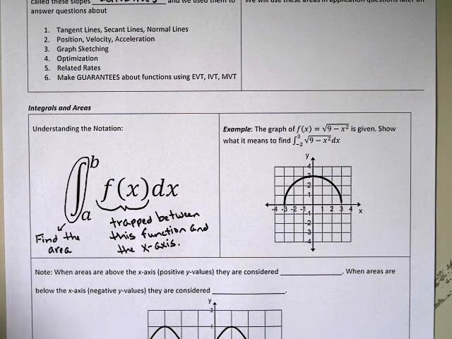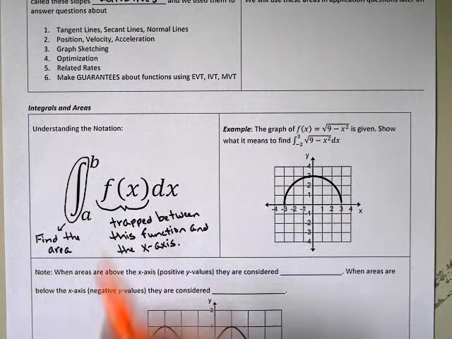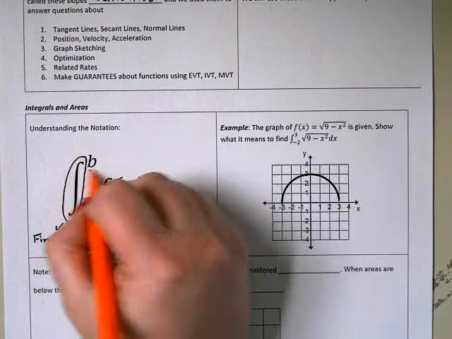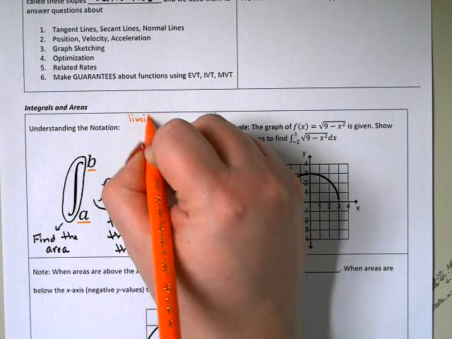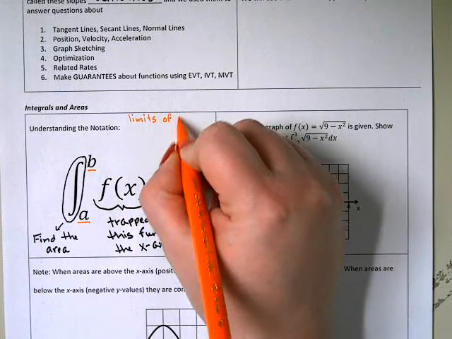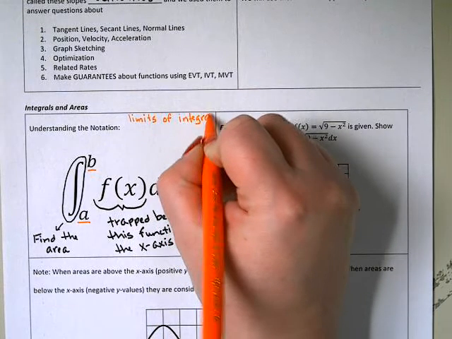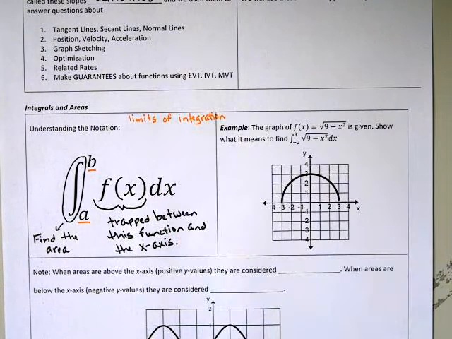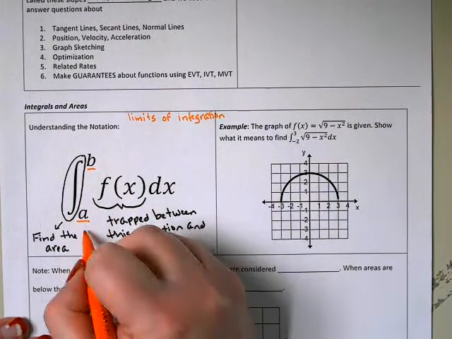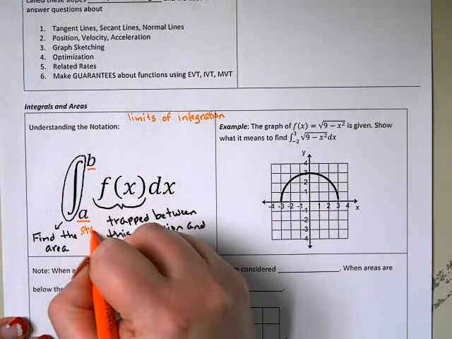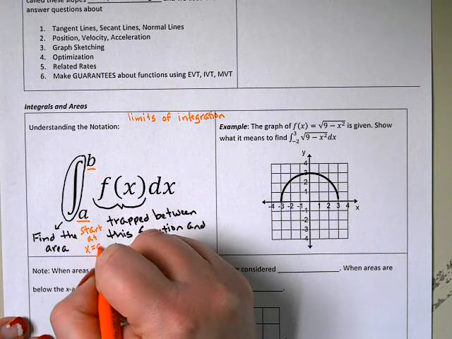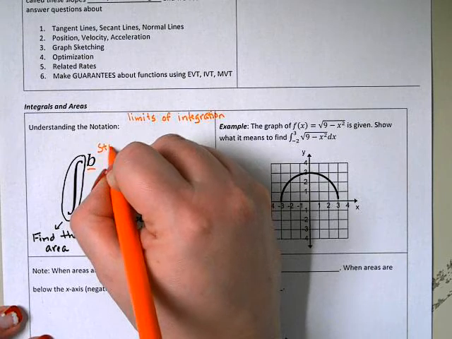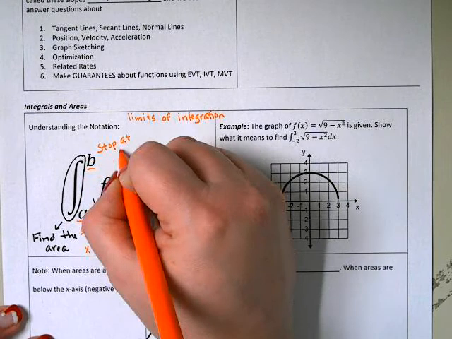Let's take a look at these other parts here. So we've got this a and b. All right. These are actually called our limits of integration. And all that does is it tells us where to start and stop finding the area. So we're going to start finding the area at x equals a, and then we're going to stop finding the area at x equals b.